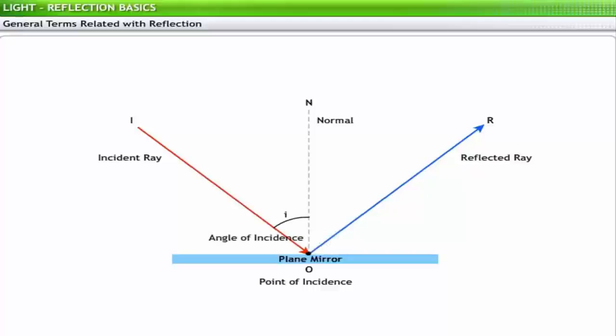The angle of incidence is the angle between the incident ray and the normal, and is denoted by I. The angle of reflection is the angle between the normal and the reflected ray, and is denoted by R.